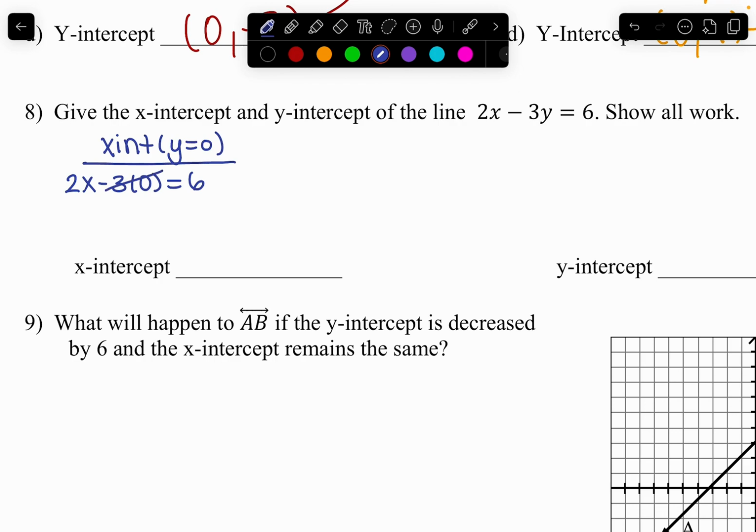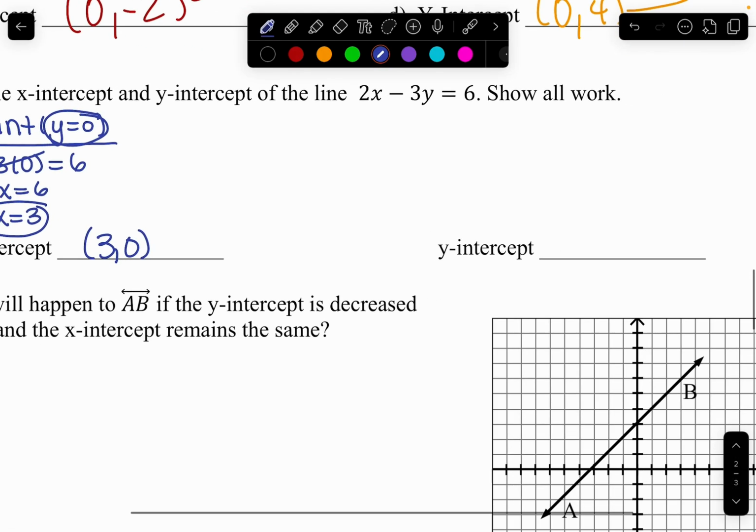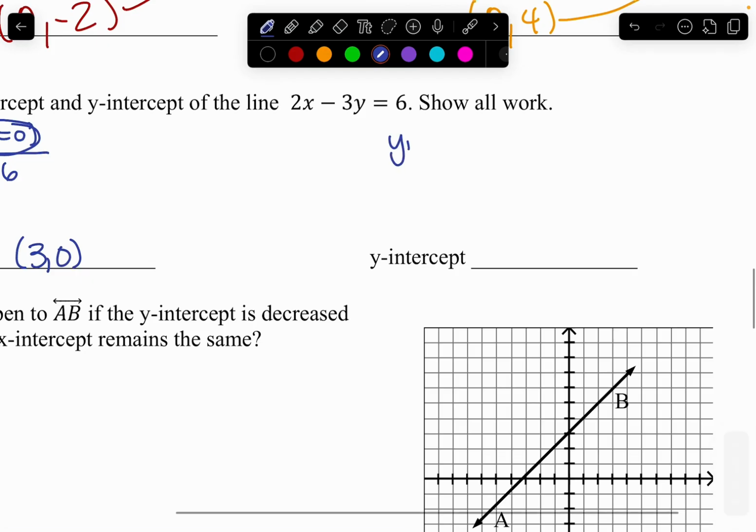-3 times 0 is nothing. It's 0. So this leaves me with 2x equals 6, which means that x is going to be 3. So my x-intercept will be 3, comma 0. I found my x was 3, and my y was already 0. So there's my intercept. I can do the same thing to find my y-intercept, but that is now where x is 0.